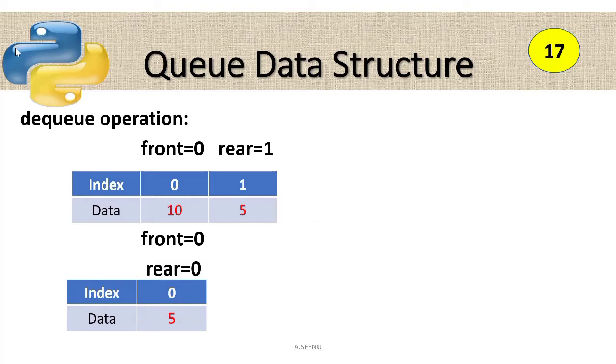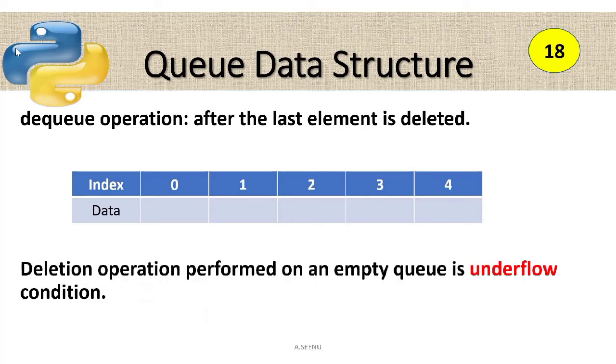When there is only a single value, your front and rear are both the same, at 0. If I empty my queue, your rear and front will become -1 and there are no elements. If you try to delete an element from an empty queue, you will get a condition called underflow condition. So this is called the queue data structure.